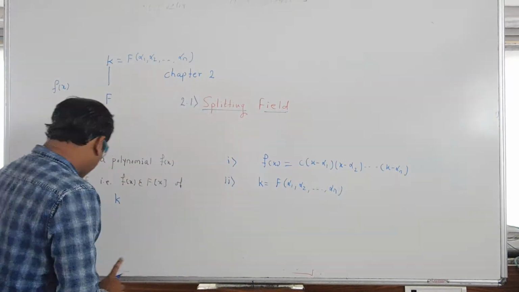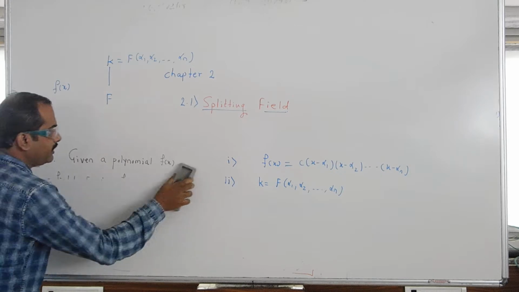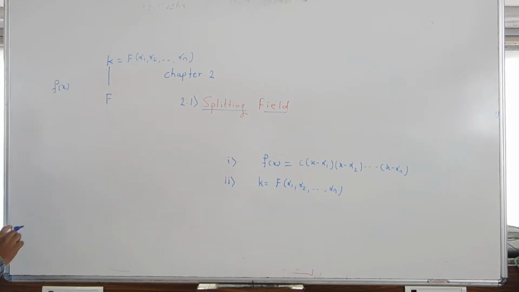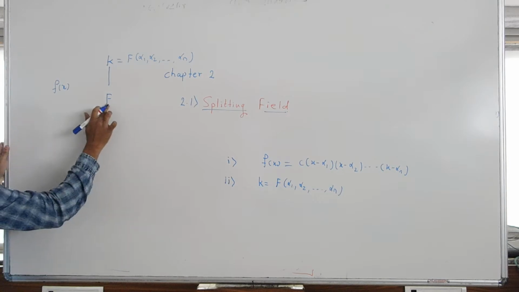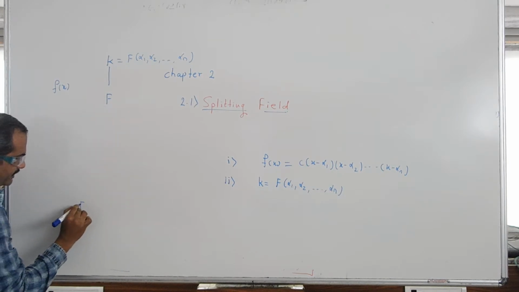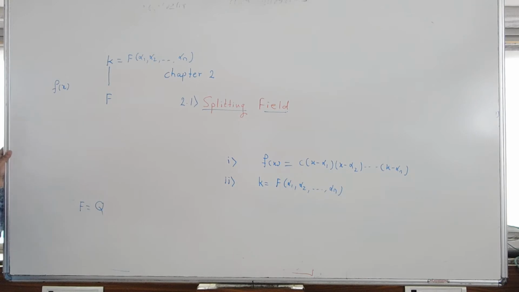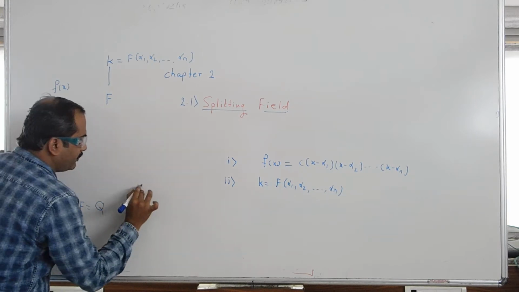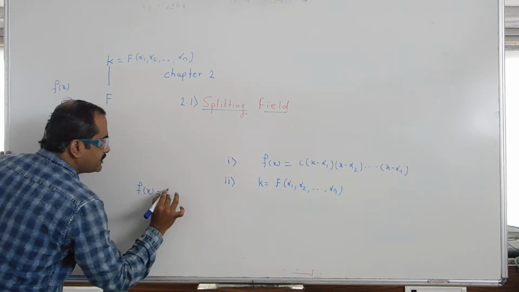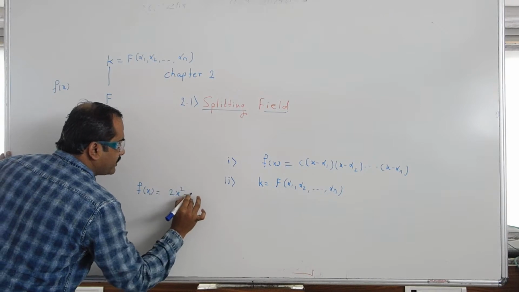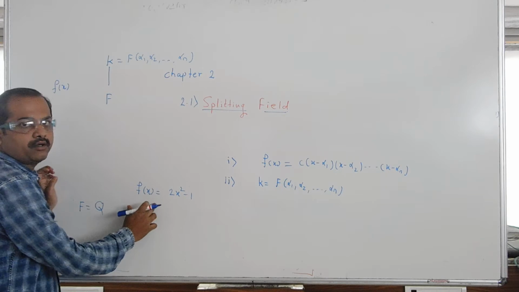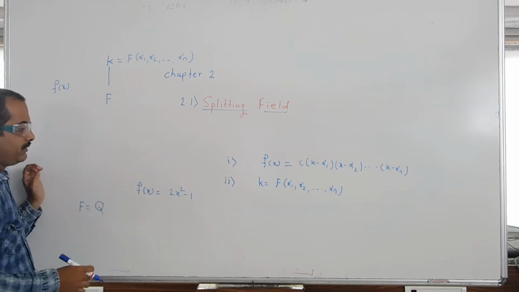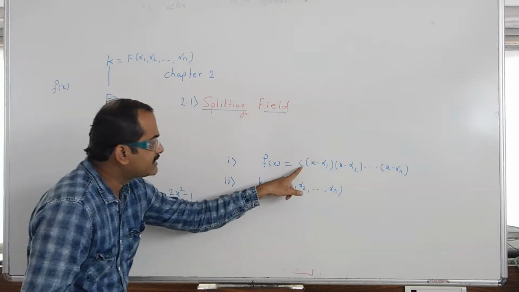Okay, let us see the example. What is the meaning of splitting field? Let us have my field F. This base field F is the field of rational numbers, and my polynomial f of x is 2x square minus 1. Now I wanted to find out the roots of this polynomial.